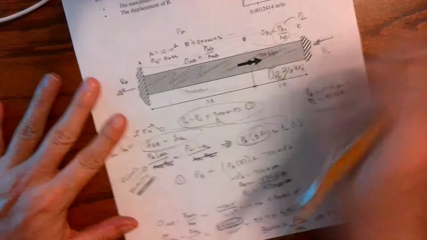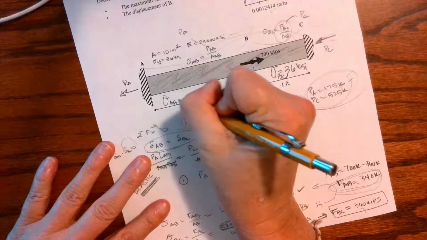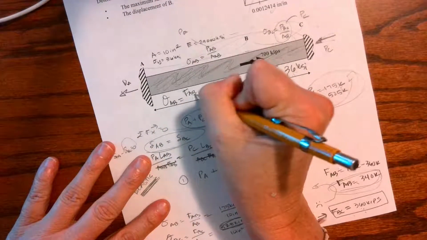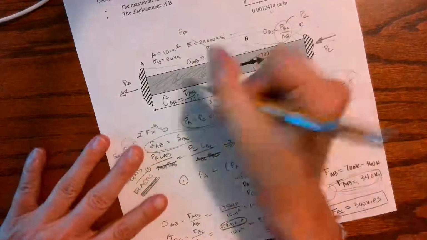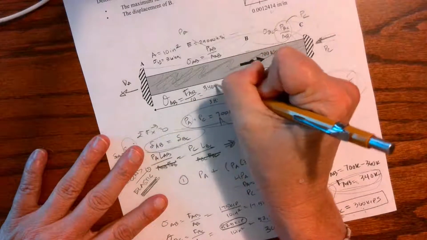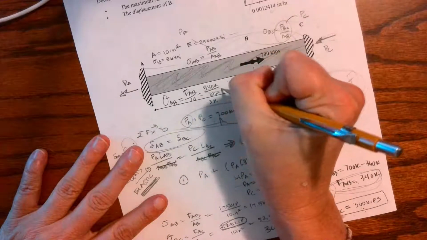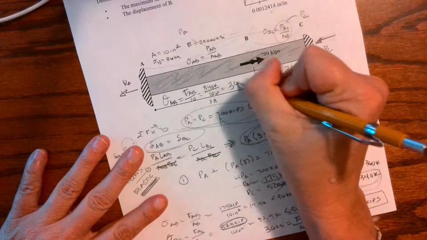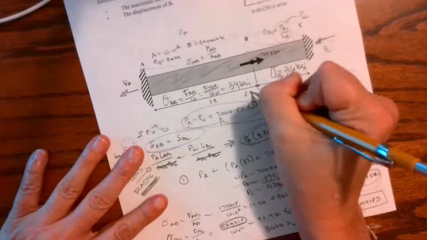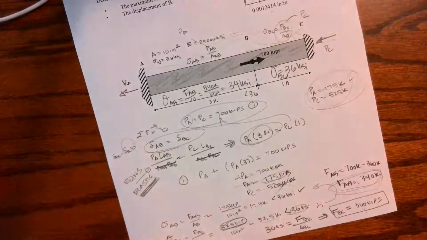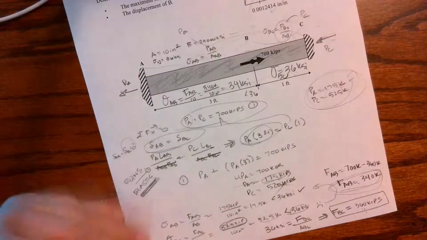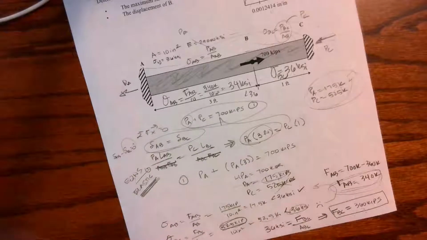So now if I want to find the stress in AB, I know it's simply the force in AB divided by the area. The force in AB is 340 kips. The area is 10 inches squared. So I get 34 KSI. And again, that's less than 36. So we're good. We don't have the next issue when everything starts to yield.